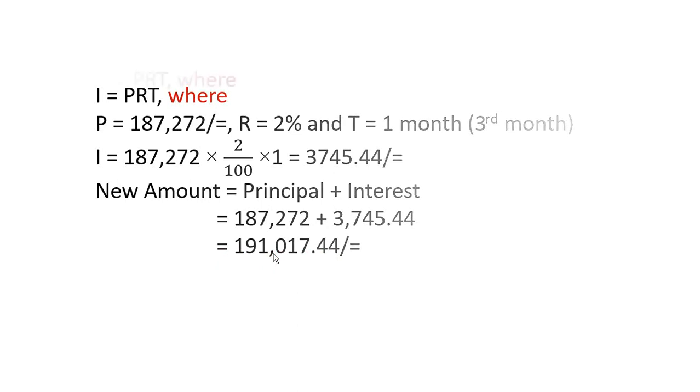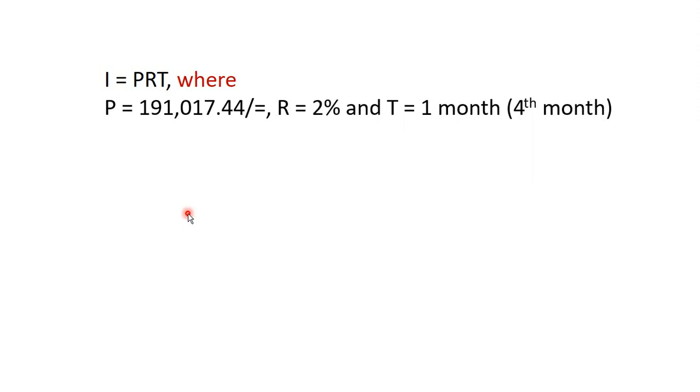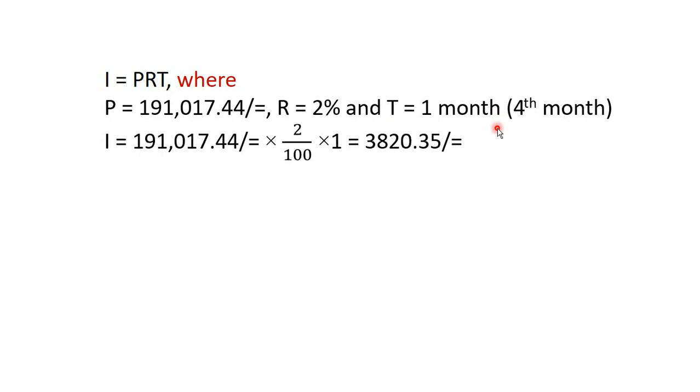Now for the fourth month, still we are going to do the same thing. The principal is going to be 191,017.44 shillings. The rate remains the same. The time is 1 month, but we are in the fourth month now. When we substitute in that formula, we shall have 3,820.35 shillings. Now this is the interest in the fourth month only.